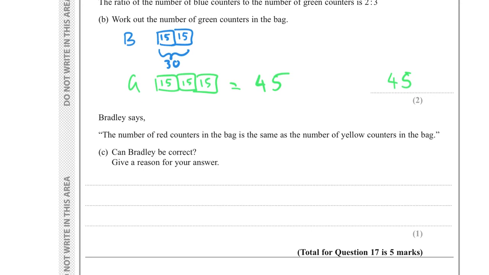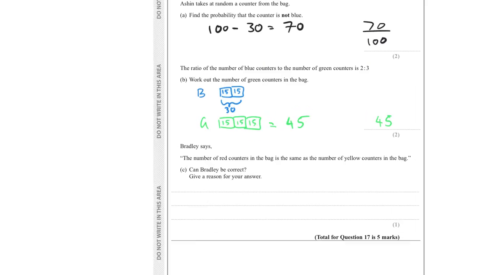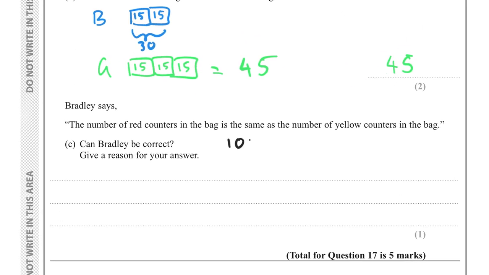The number of red counters is the same as the number of yellow counters in the bag. Can Bradley be correct? Okay, so it's not is he, it's could he be? Possibly. Is there a way of making that work? First thing I'm thinking, let's take, so we start with 100, and we take off the 30 for the blue, so that's 70. Then we do 70, take away 45. What's that, 25? 25 feels right, yep, 25. Okay, so there are 25 counters left.